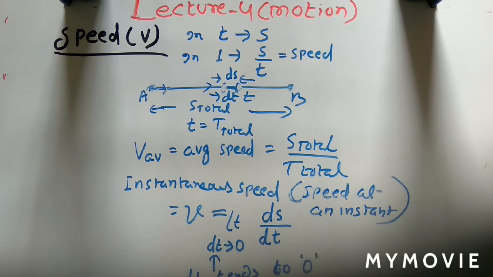Now suppose, how will you find the instantaneous speed? Suppose you are driving a car. In the car there is a speedometer, which measures the speed.